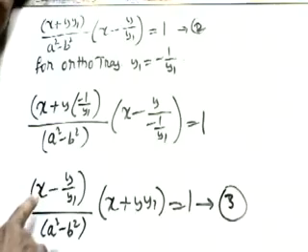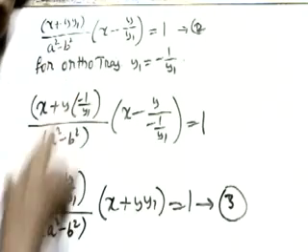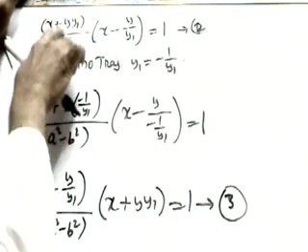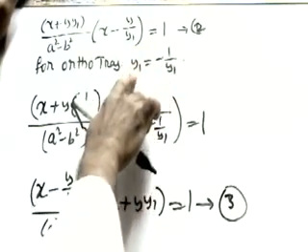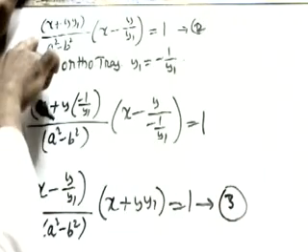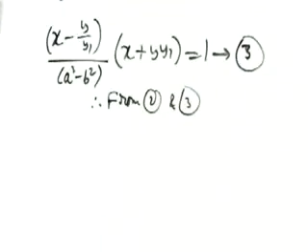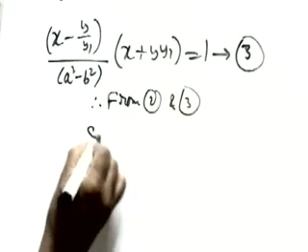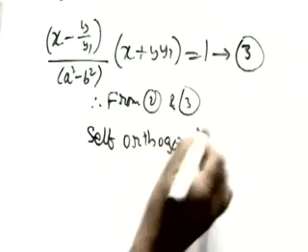Now see here, we are getting the same equation. Watch carefully. x minus y by y1 by a square minus b square, a square minus b square, x plus y by 1, x plus y by 1. So after replacing y1 with minus 1 by y1 also, we are getting the same equation as before replacement. That means this is self orthogonal. Therefore, from 2 and 3, the given family of curves is self orthogonal.